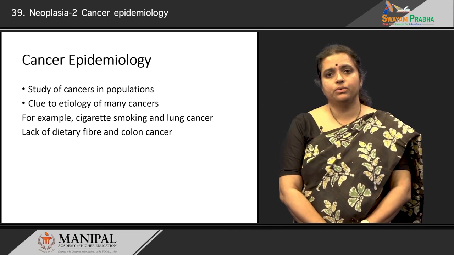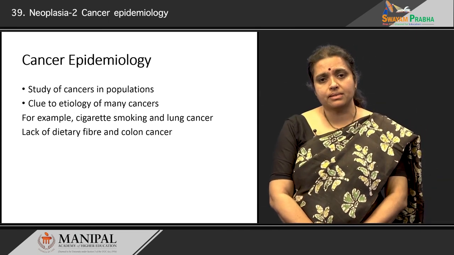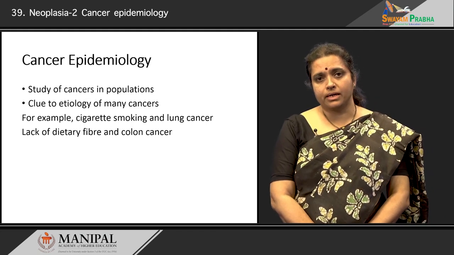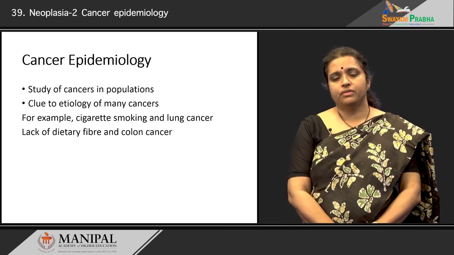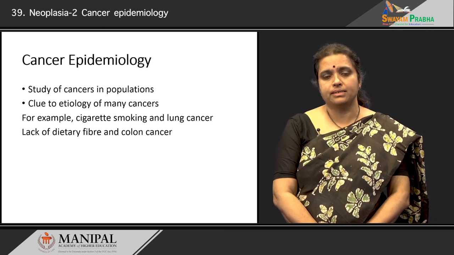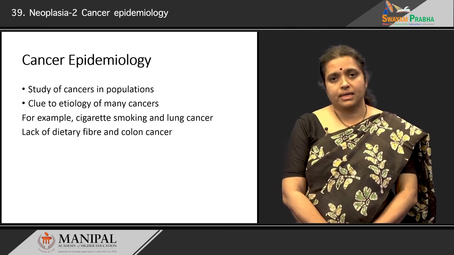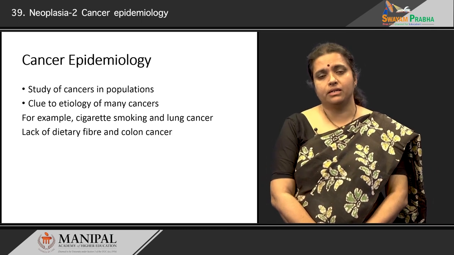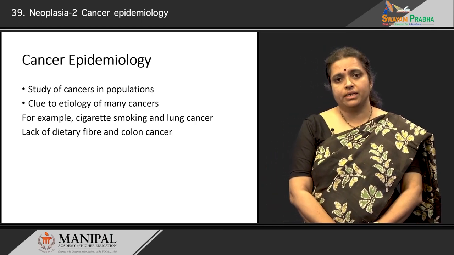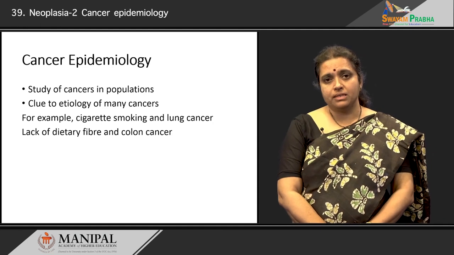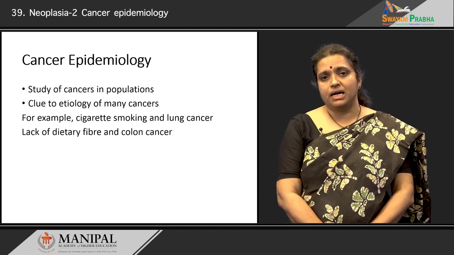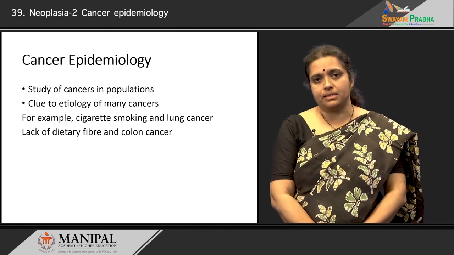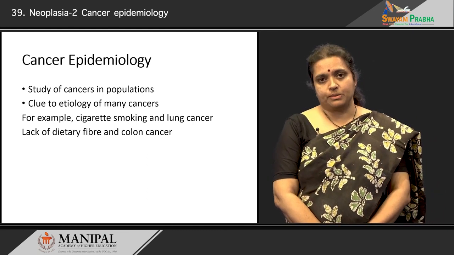So, it gives us a clue to the etiology of many cancers, and the glaring example of this is, of course, cigarette smoking and tobacco, which is linked to lung cancer. And the second example is the lack of dietary fibers, especially in the Western societies, which can lead to colon cancer. So, these are certain examples of how epidemiological studies have helped us understand the etiology of cancers better.